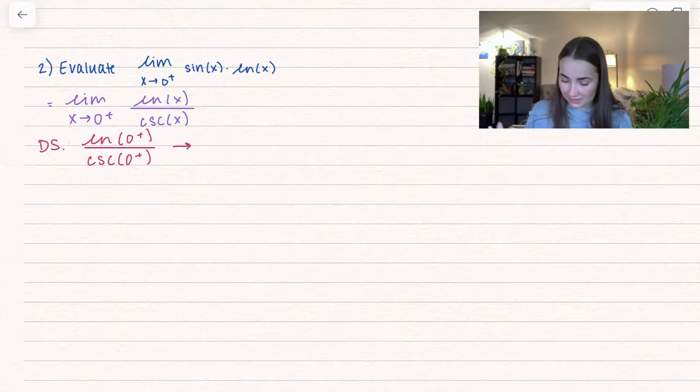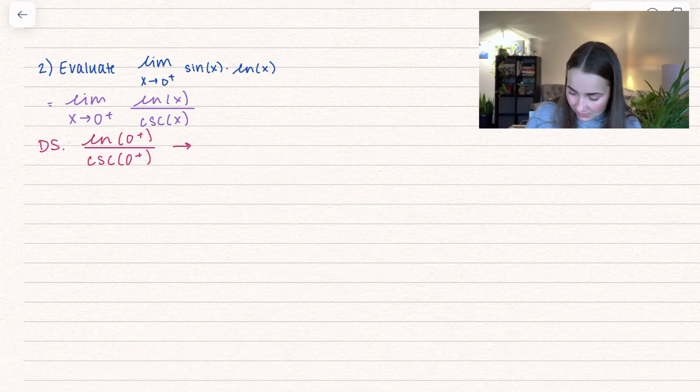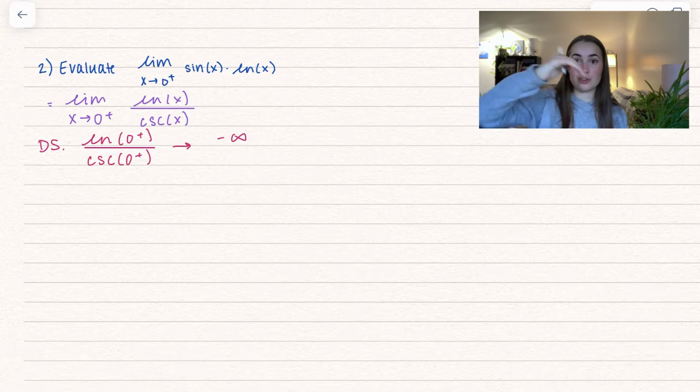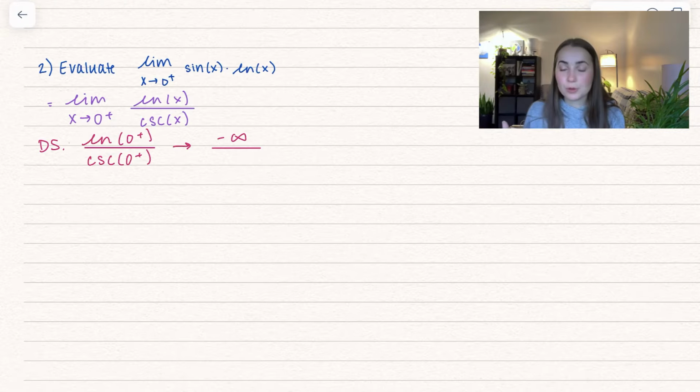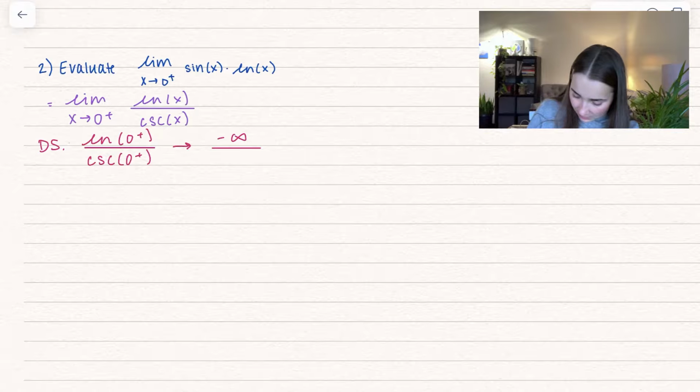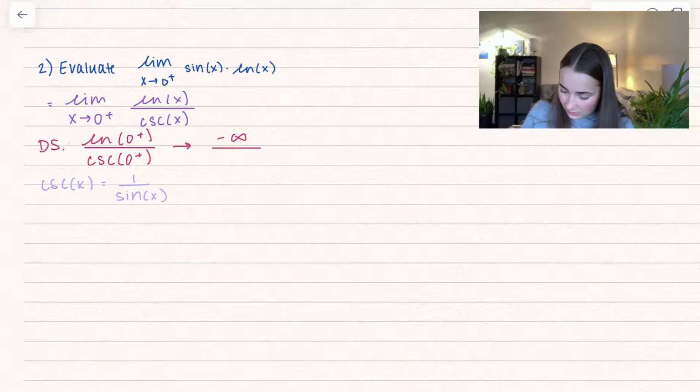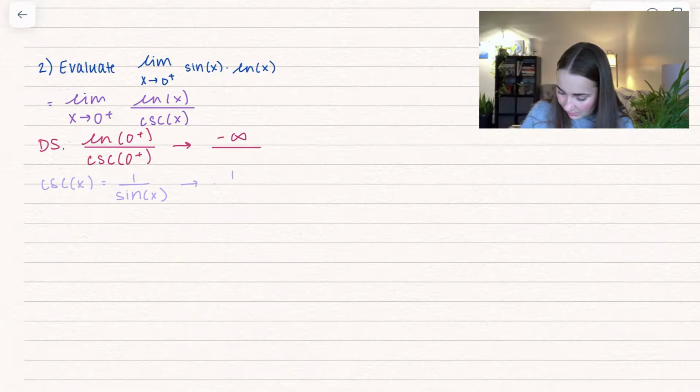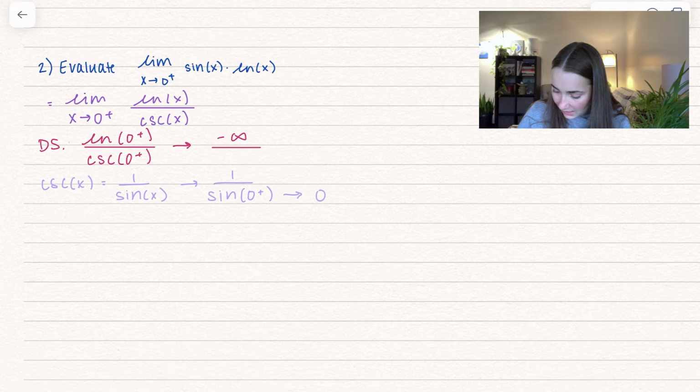When x is approaching 0 from the right, the natural log goes down to negative infinity, right? The function shoots downwards. And if we don't remember what cosecant does, we can go ahead and manipulate it a little bit. So let's think about cosecant. Cosecant is equal to 1 over sine of x, right? So let's think about this. If we plug in 0 approaching from the right side, I know that sine of x is approaching 0. And I know our numerator is still approaching a value of 1.